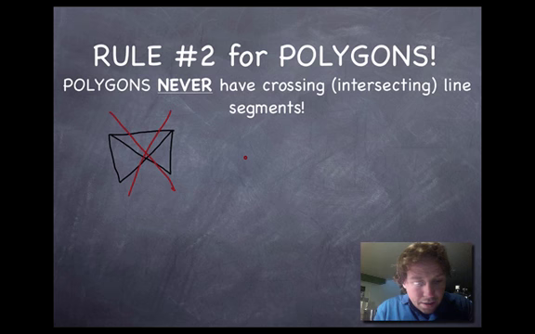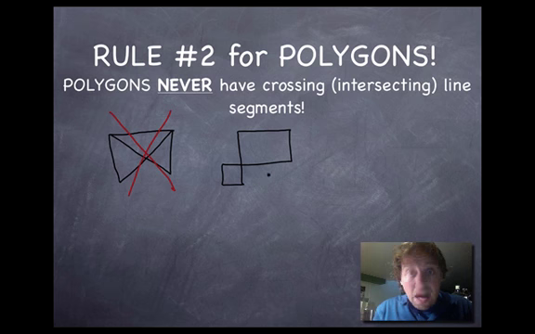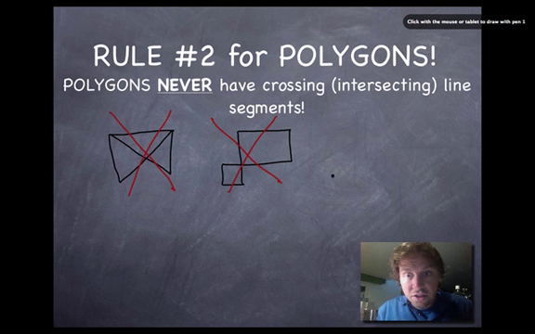Let me give you another example of something that would not be a polygon. Let's do this, this, this, this, and this. Do you see that there? Do you see how those lines cross over each other? That breaks the rule, or at least the second polygon rule, that they cannot have crossing or intersecting lines. This is not a polygon.